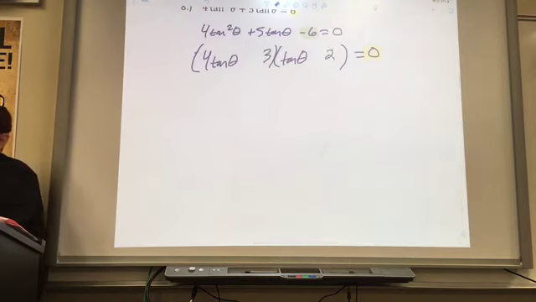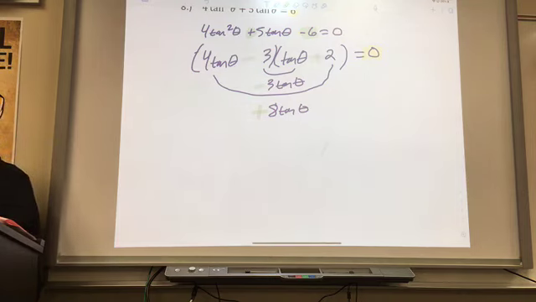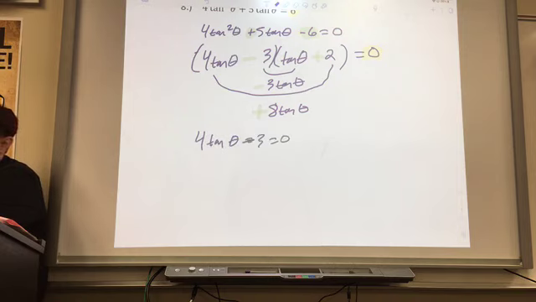3 and 2, because the outside is what? 4 times 2? 8. That's what I thought. And the inside is 3. Oh, that works. And how do I get 5? Plus 8 minus 3. Am I done with this problem yet? No. 4 tan minus 3 equals 0.